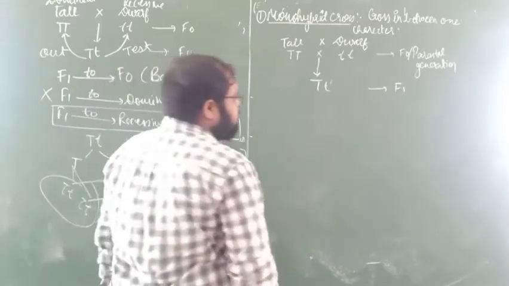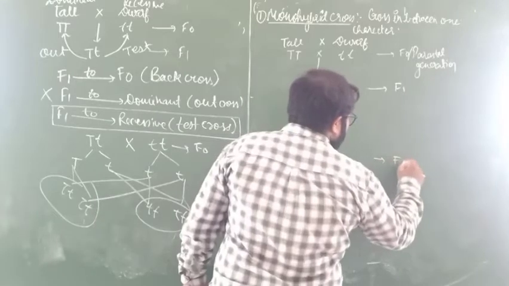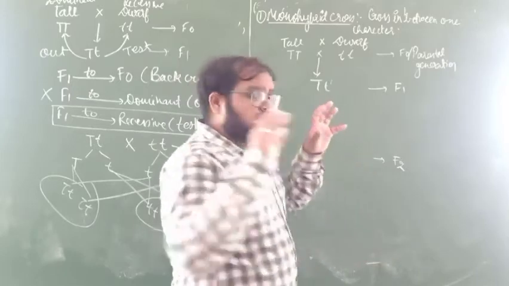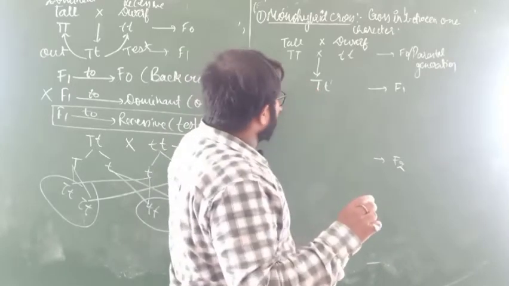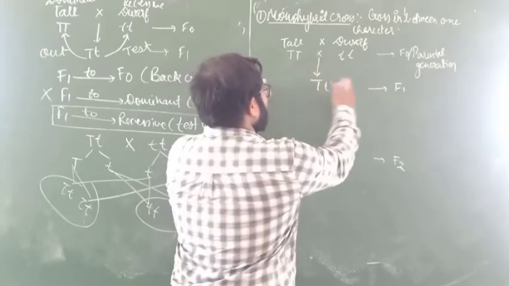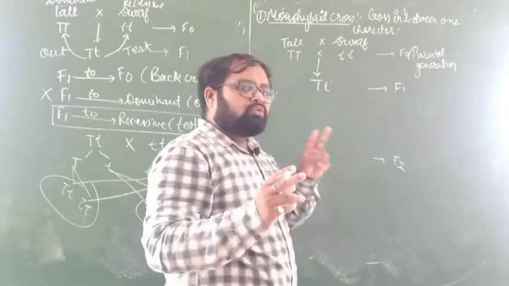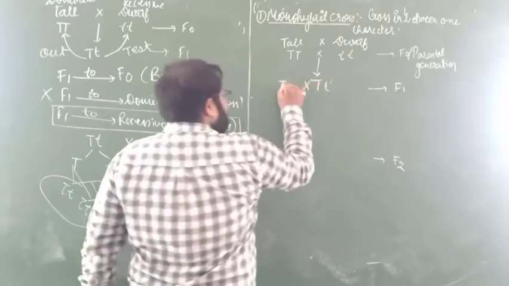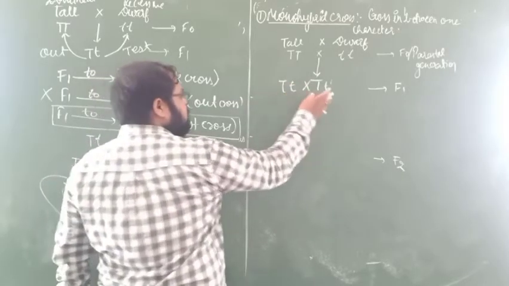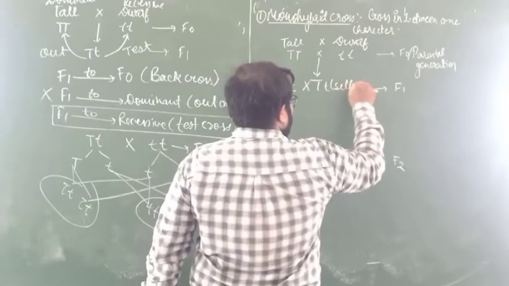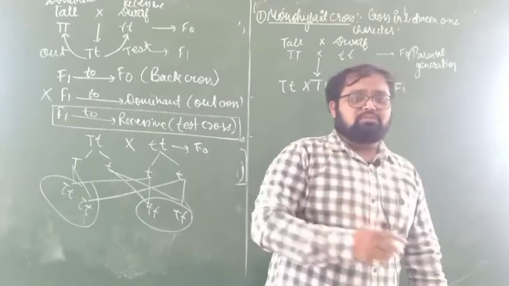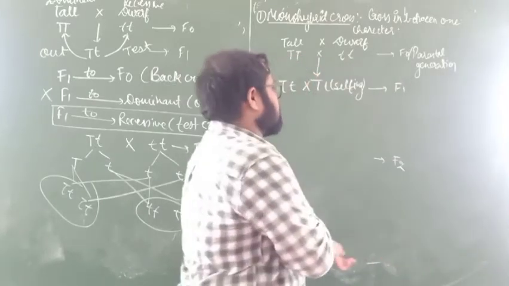But if we want the F2 generation, what will we do? This one is the first generation. As you know, four are there, this capital T small t makes four. In those four, only two will be taken and crossed with the same character. This process is called selfing or self cross. In many books it is written as self cross, but you have to know both names, selfing and self cross.